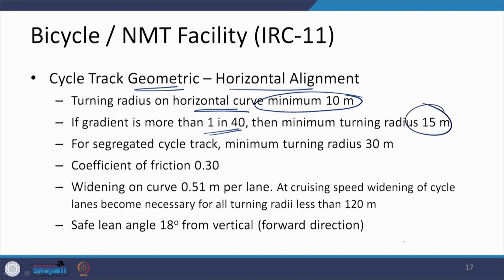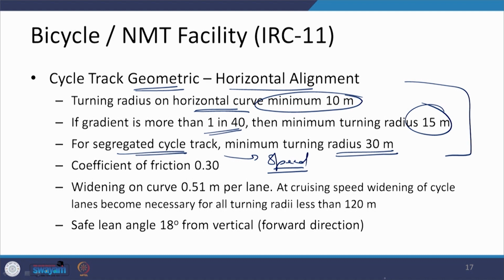So, that is a change which is going to be there. But when you talk about the segregated cycle track, because the speed on these segregated cycle tracks is going to be higher, the turning radius is being defined further up as 30 meters. So, we have 3 values, 10, 15 and 30 meters, depending on the condition in which the cycle facility has been provided.